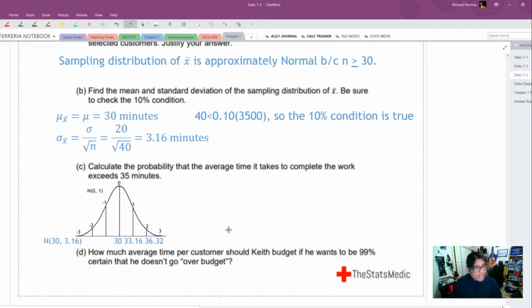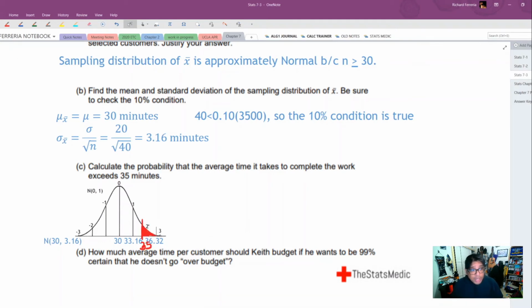Remember, we're trying to get to 35, so we've found that 35 is between 33 and 36. Based on the location of 35, we're going to expect a number that's smaller than 16%, but bigger than 2.5%. So next, our calculations, our equations.